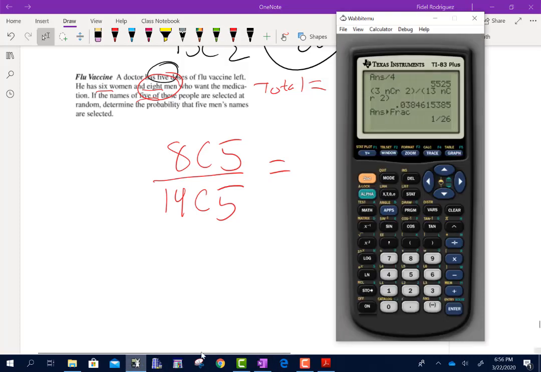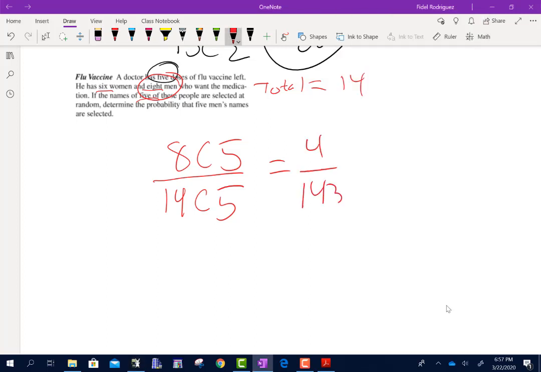Okay, so let's try this another time. 8, math, choose 5. Divided by 14, math, there we go. Choose, what do we say, 5, right? Okay, enter, math, give me the answer as a fraction value. There you go, 4 out of 143.